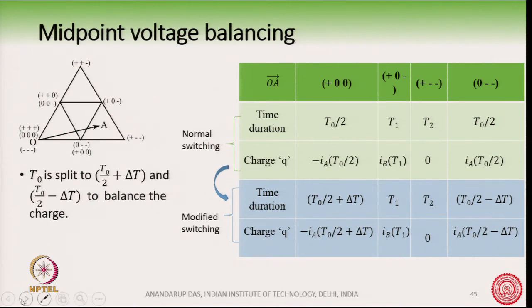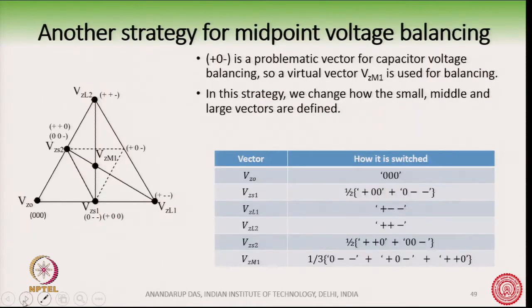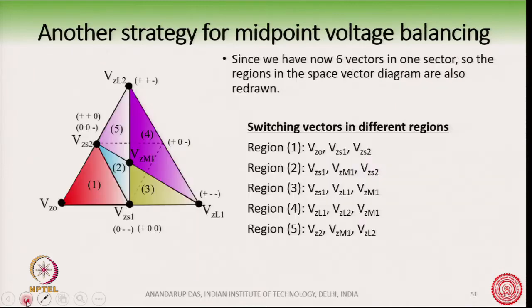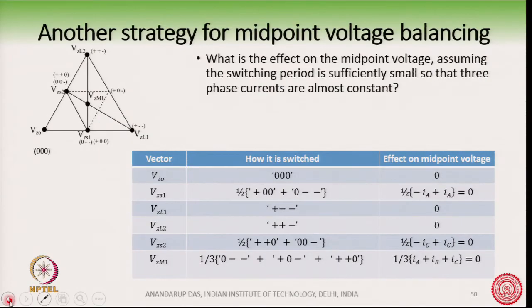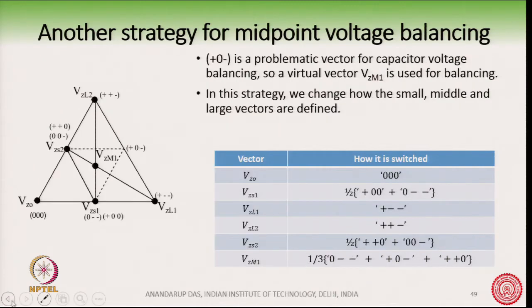But now with this new definition we will have 5 regions. These are colored in this, and note that this is avoided. So, we have this region here 1, 2, 3, 4, 5. Before we go into the regions and how we switch, let us first see how or why we have defined the vectors in this fashion.